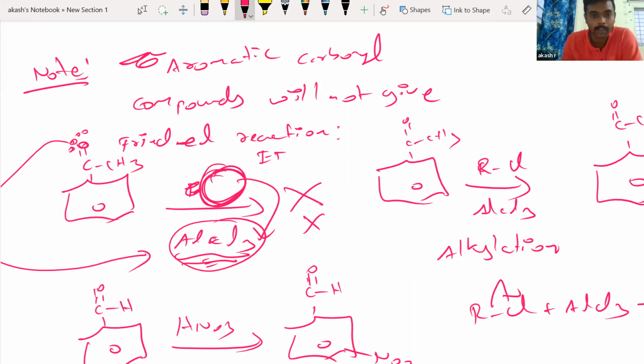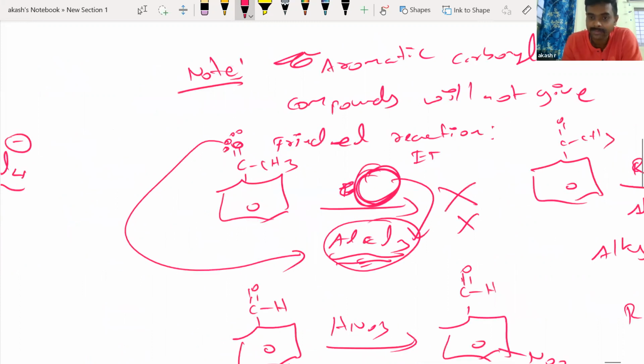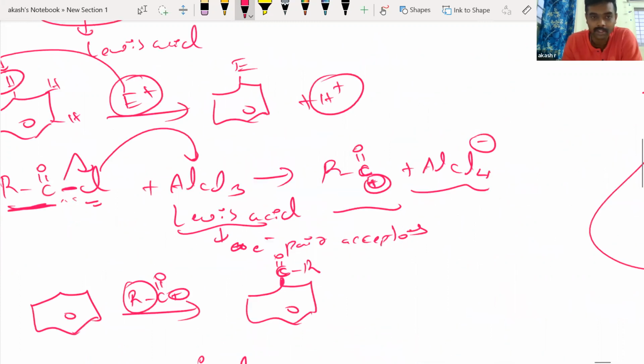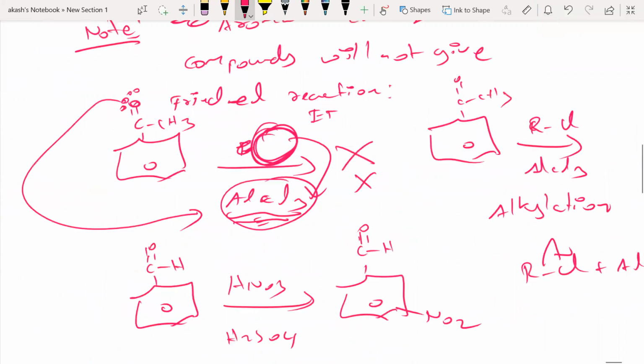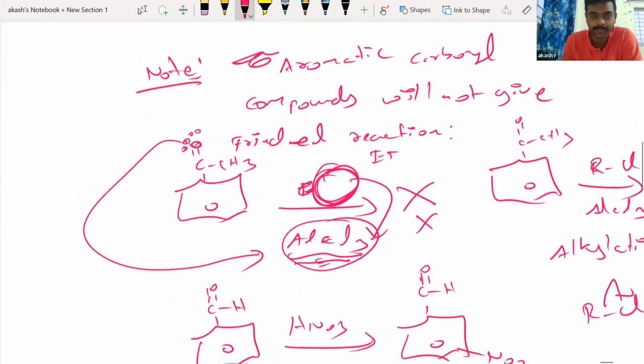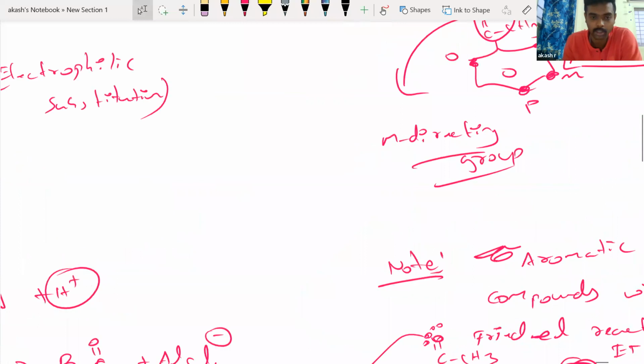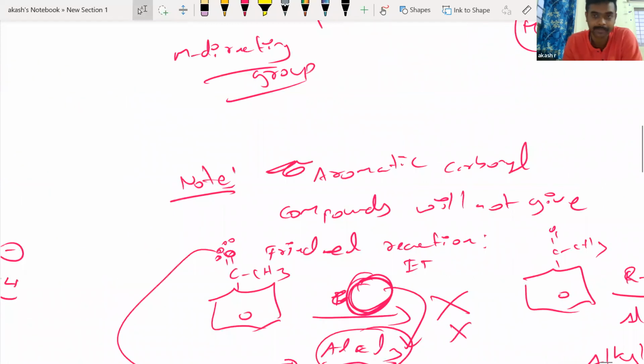Maybe if you want, I can send this PDF. Do you want this PDF? Yeah, I'll send it. You can go through that and study your book also, and you can come and we'll solve questions from this, only from aldehydes and ketones. Forget about carboxylic acids for now. We'll see that later.